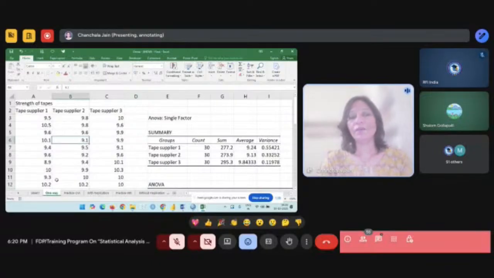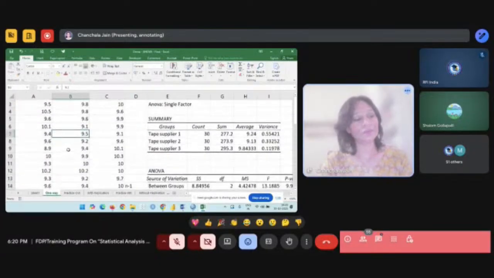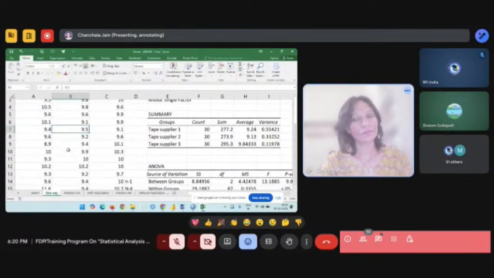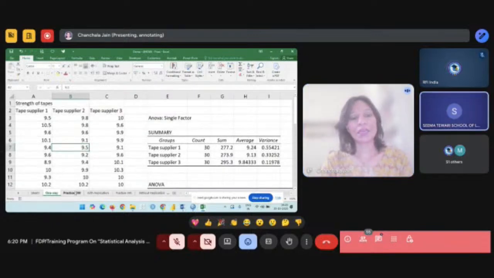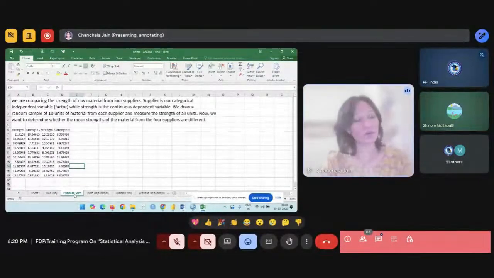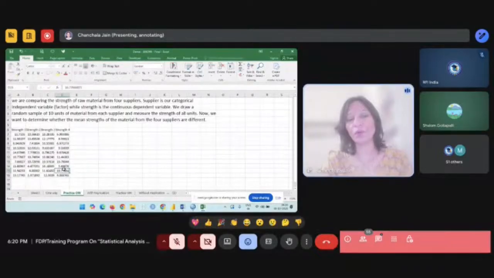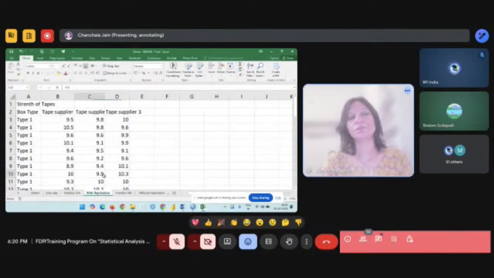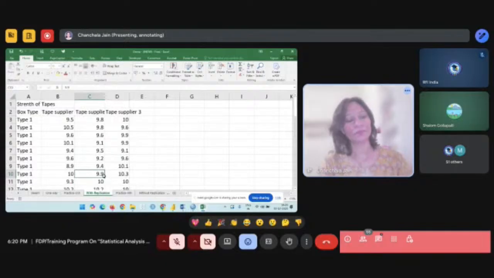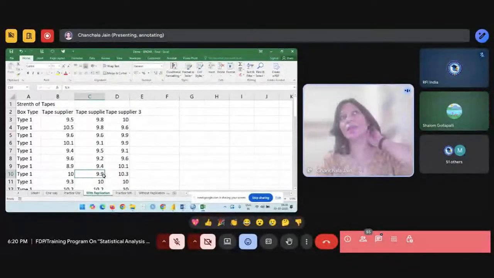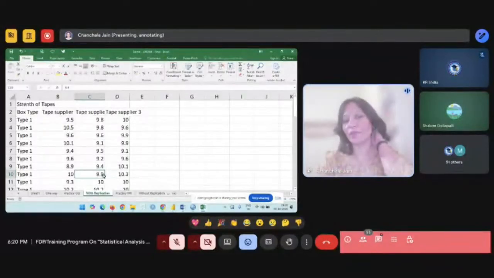So I think one way ANOVA is clear to everyone. The second sheet is the practice sheet of one way ANOVA; you can do it on your own. Coming to the with replication case now, open the sheet named with replication. Now you can see the same example in extended form that I have given to you.